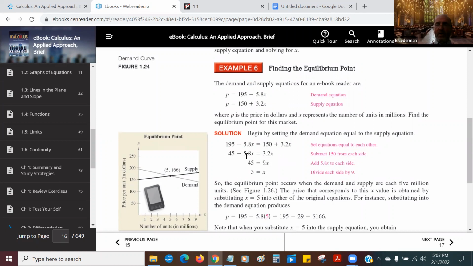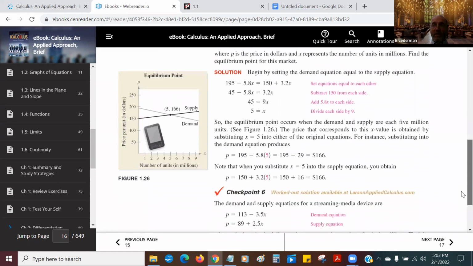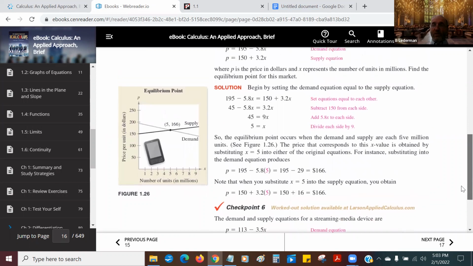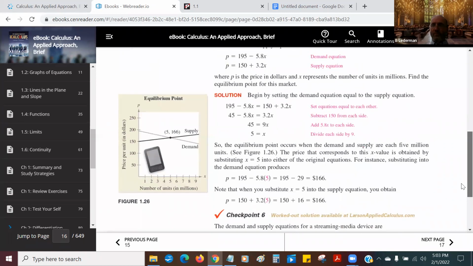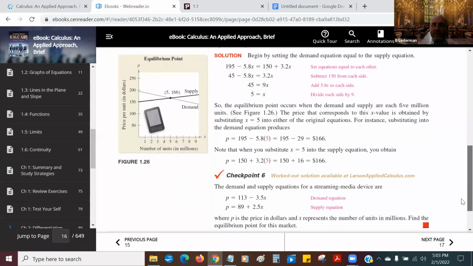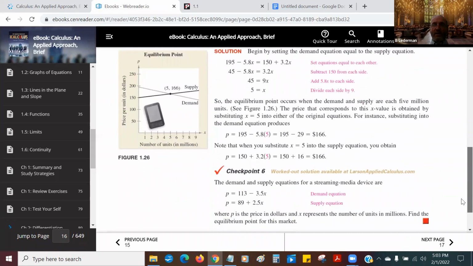Subtract 150 from each side, add 5.8x to each side, and I get 45 equals 9x. Divide everything by 9, I get x equals 5. But 5 means 5 million. So the equilibrium is when you have 5 million of these, and that produces the 166 for each. So there you go.